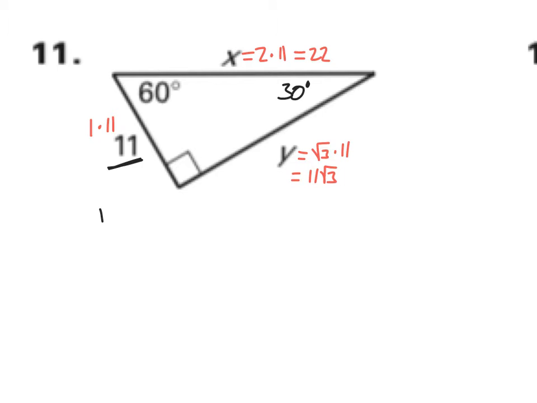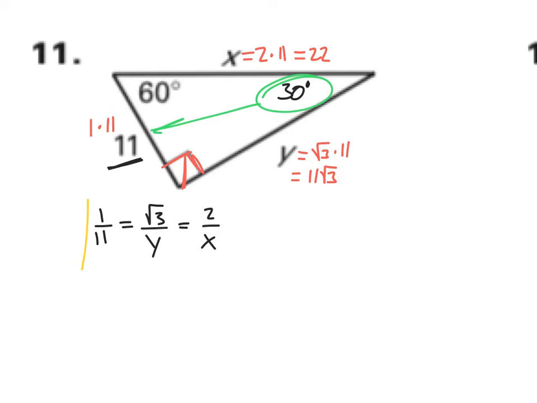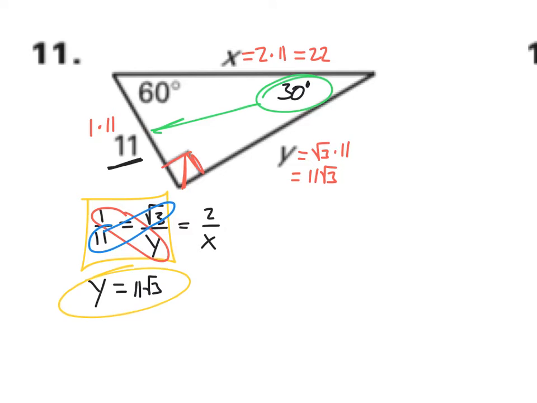But again, if you're not comfortable with that, or you just want to stick to a good thing, which is this proportion, just set it up. Opposite the 30-degree angle is 11. The hypotenuse is being pointed to by the right angle, so that's x. And then y is the long leg. So we grab our proportion and we cross multiply. 1 times y equals, and we're going to take 11 times the square root of 3. And there we go, just like we said.